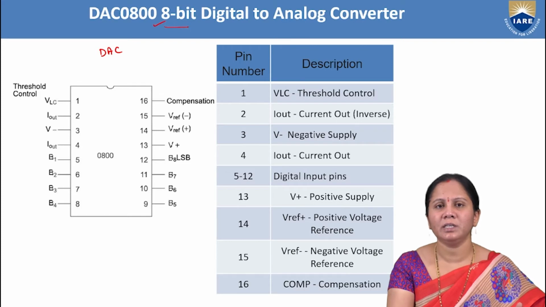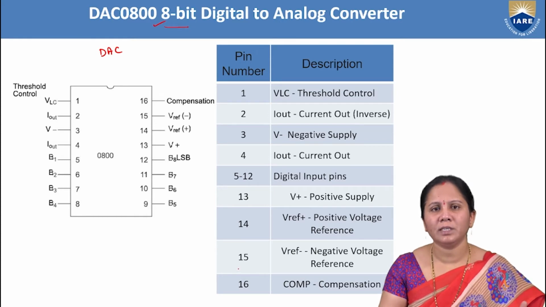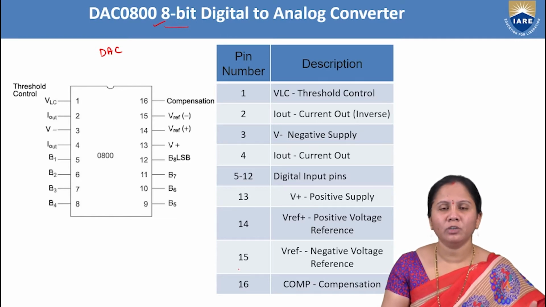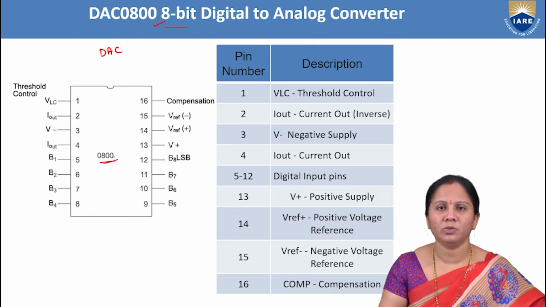That means a digital signal will be the input. Now we have to see through which pins that digital signal will be taken as an input, which pins are the input pins that take the digital data, and after performing the conversion, through which pins the analog output will be produced. In order to know that, we have to see the pin diagram of this 0800 digital to analog converter IC.